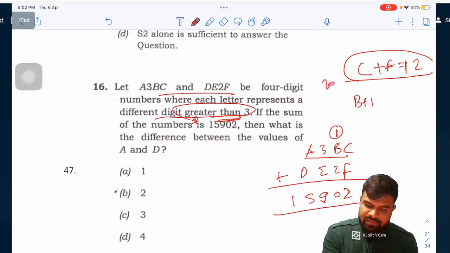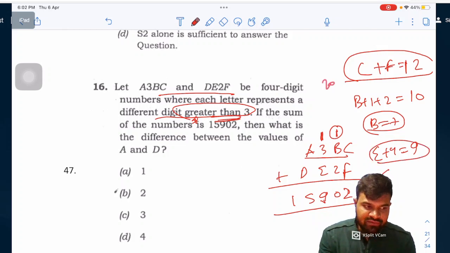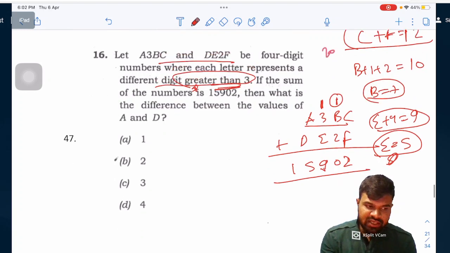That means B plus 1 plus 2 equals 10. Again the same case, the sum cannot be 0, it will be 10. So B equals 7. Again, E plus 4 equals 9. This can be a possible case, since 9 is possible for digits greater than 3. We find that E equals 5.